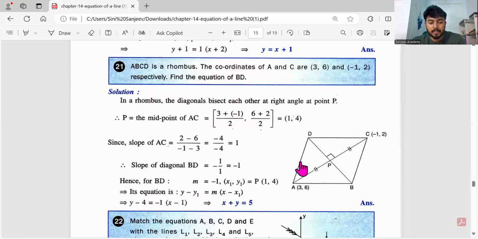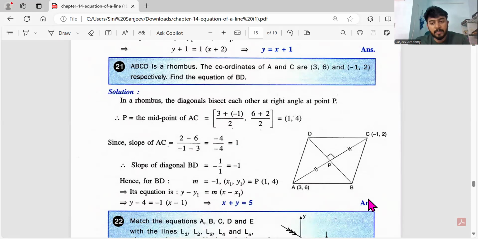So that's it. The last question in this: ABCD is a rhombus. The coordinates of A and C are (3, 6) and (-1, 2). Find the equation of BD. Okay, so draw the rhombus first, mark the 2 points. Correct? So P is the midpoint. By using the midpoint formula, (3 + -1)/2 and (6 + 2)/2, you'll get the midpoint 1, 4. Same thing we did: slope of AC. Then we know what to do: (y2 - y1)/(x2 - x1). We will be getting 1.